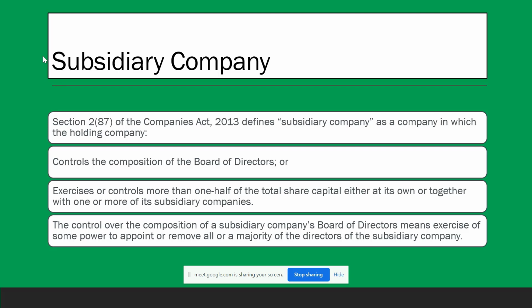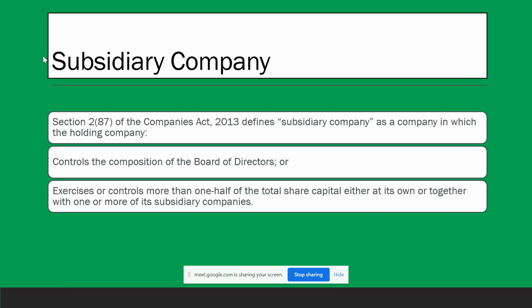So basically, the first controls the composition of the board of directors, where the company has power to appoint or remove the board of directors of another company. Then that company is a subsidiary of a holding company. Okay, so this is the definition of a subsidiary company.